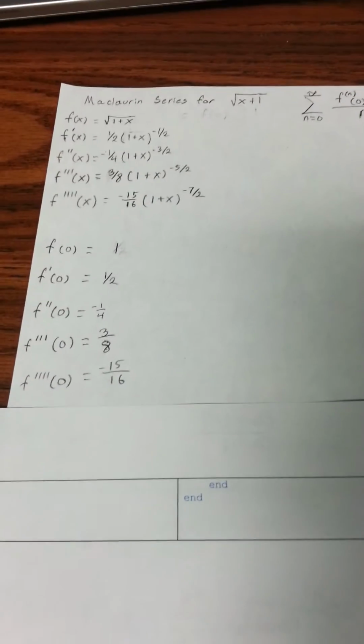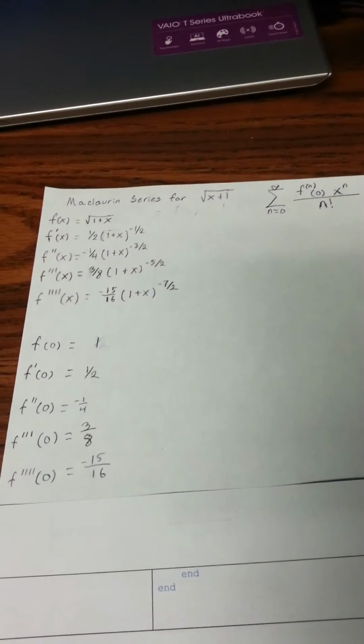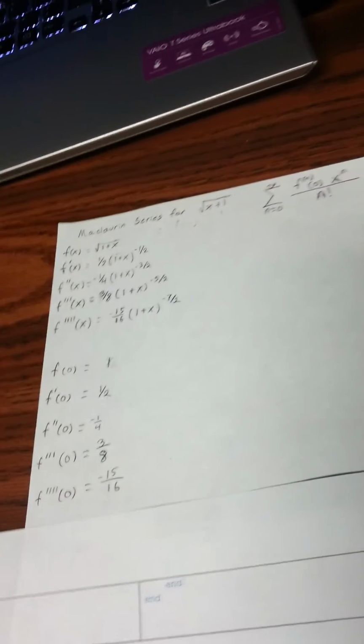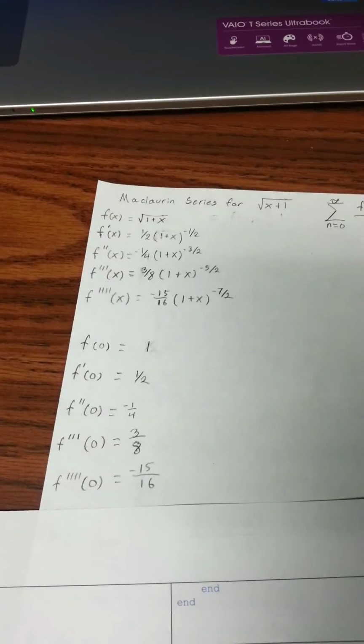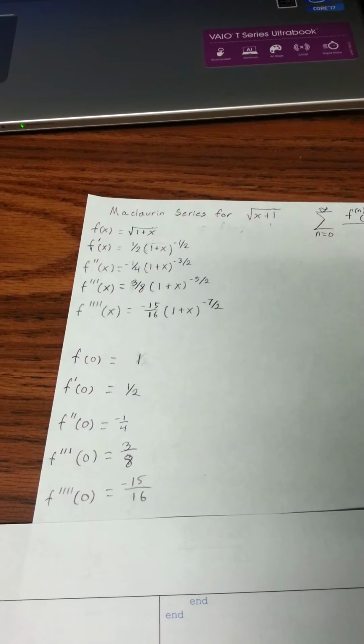Pretty straightforward. Basically 1 plus 0 is just 1. 1 raised to any power is still 1. So you're left with your coefficient.